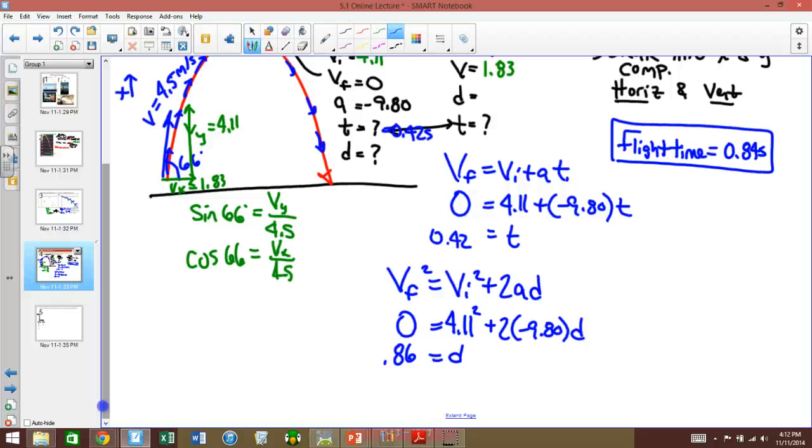So how high does it go? It goes 0.86 high.